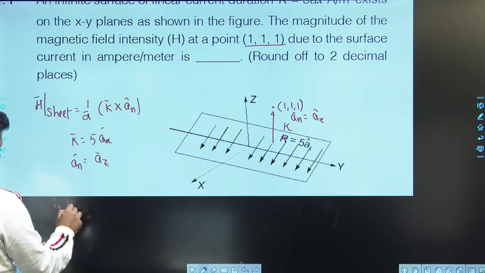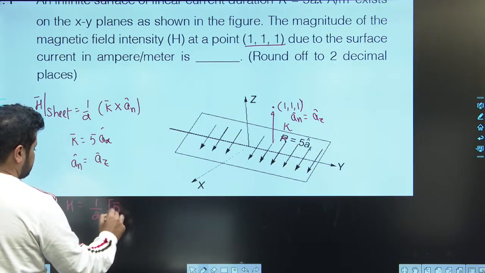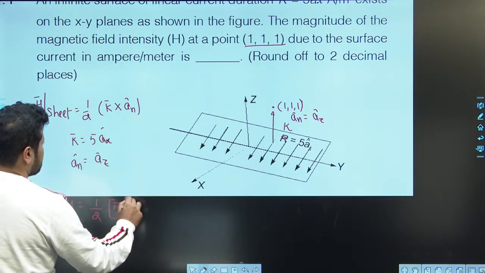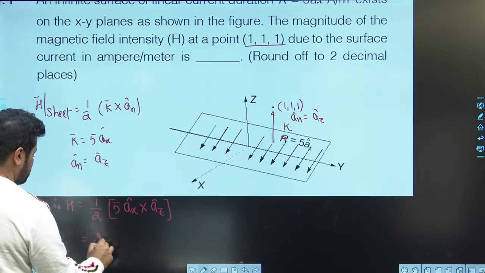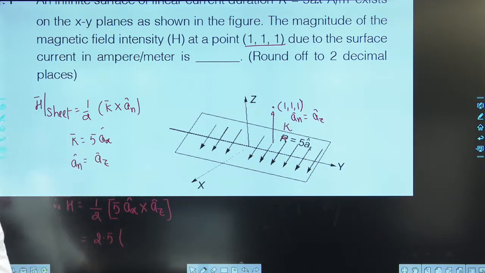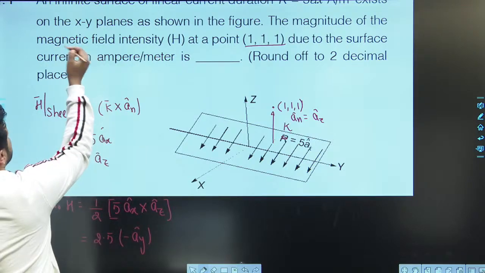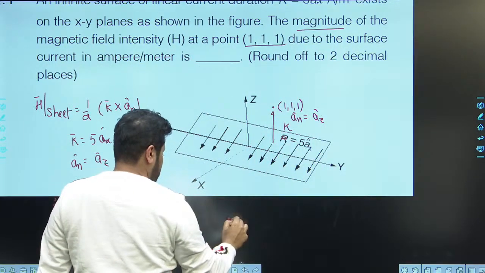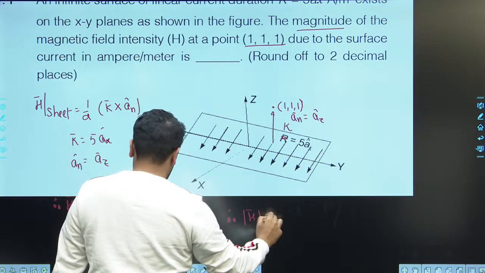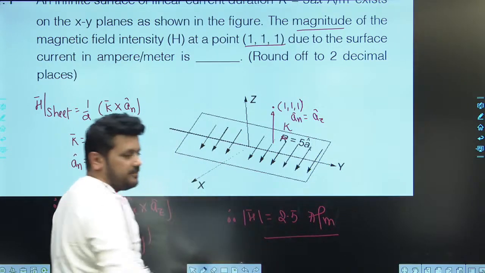Therefore, what is your H vector? H vector is equal to 1 by 2 times 5 ax cross az, right? This is 2.5. Now ax cross az is equal to minus ay. In the question they are asking for the magnitude, so the magnitude of the H vector is 2.5 ampere per meter. So this is the answer.